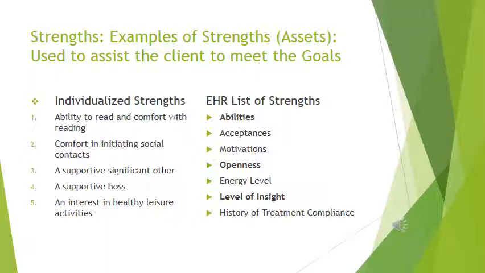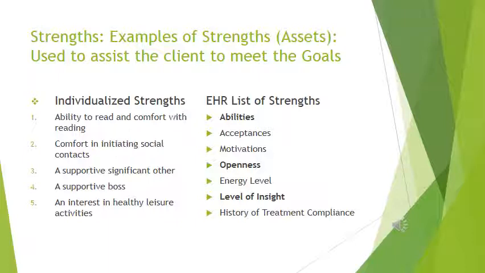Let's take a look at the next one. Comfort in initiating social contacts. That may not be really the client's words. They might say, I'm really comfortable meeting people and have lots of friends. So if we look at the EHR list of strengths, we might pick openness. We also might pick acceptances. In some EHRs, opening up these categories may have descriptions that go with them to help us decide whether we want to use acceptances or openness. Either way, once we pick a strength, we can then type in the individual strength in the client's own words.